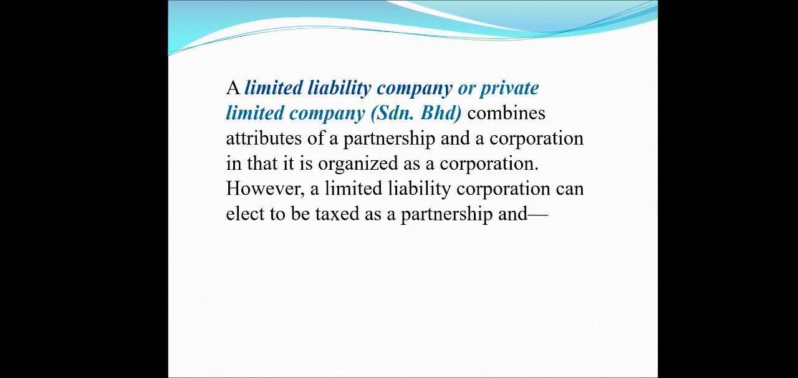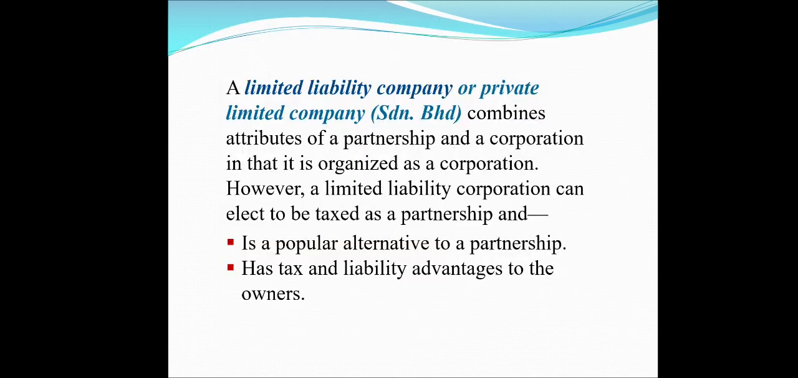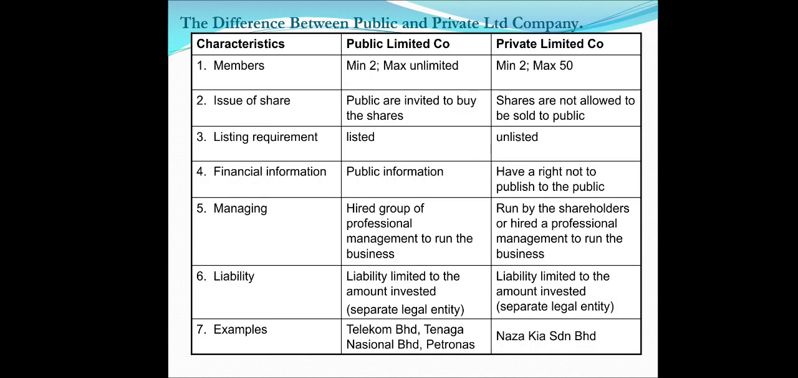we have two types of companies. Okay, the first one is private limited company, or we call it Sendirian Berhad, and the second one is called public limited company. Public limited company is called Syarikat Berhad. Private limited company is called Sendirian Berhad. The main difference between these two types of companies is this one.